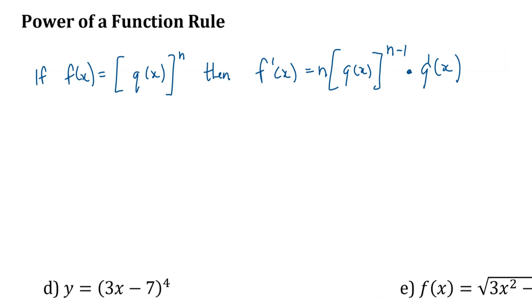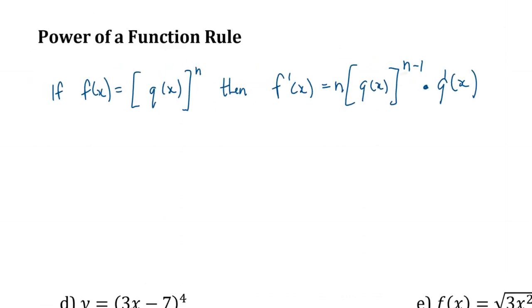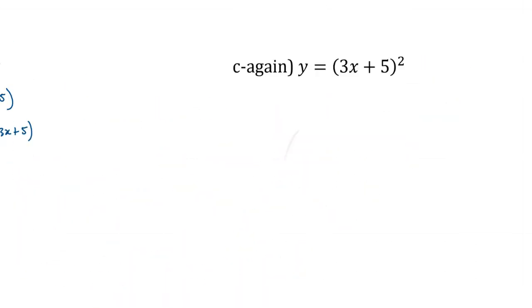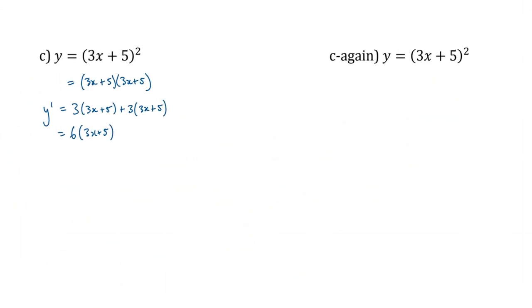So you do this part the same way you would do x to the third. Bring the 3 down, x stays the same, subtract 1 from the exponent. The difference is now I have something in brackets that you have to take the derivative of, so I multiply it by that. So watch, see again with the power of a function rule. This is similar to just the power rule, except now it's q of x.